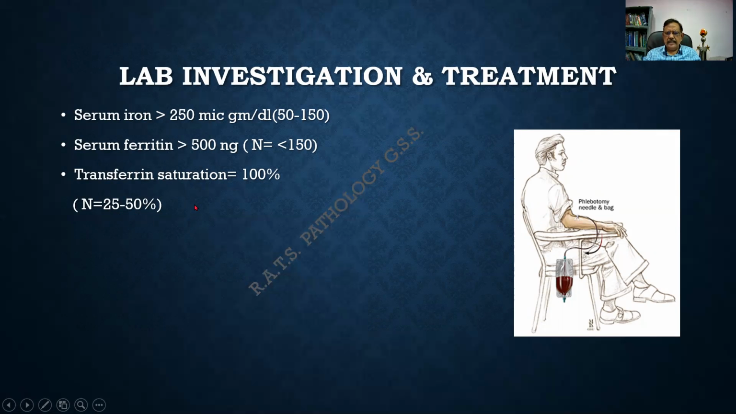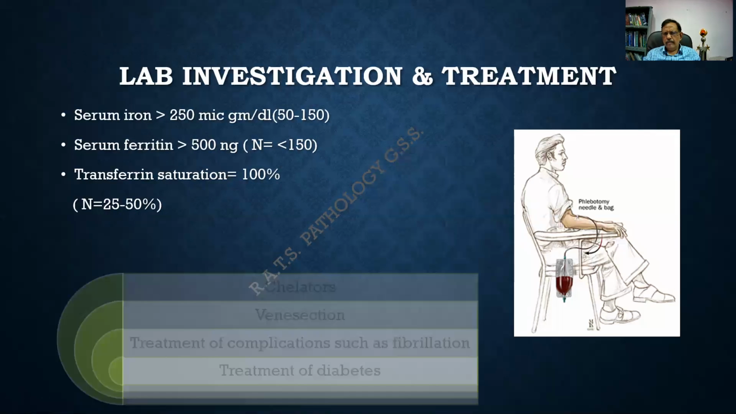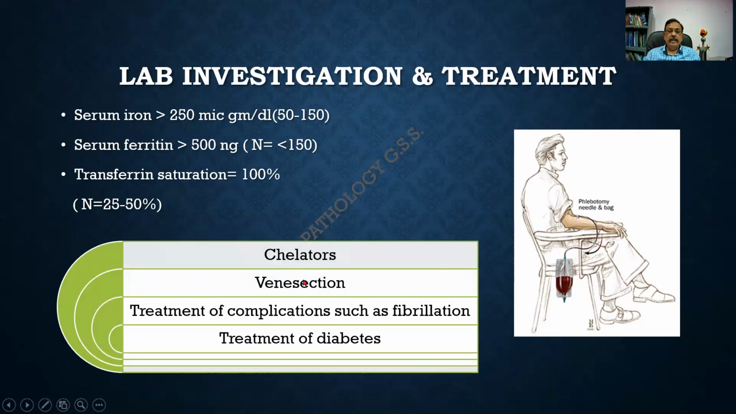Please memorize this. As I had mentioned earlier, this can be useful for iron deficiency anemia, for thalassemia, or for hemochromatosis. And one of the methods of treatment will be a bloodletting, literally. They do a phlebotomy and then there is a bloodletting. Venesection can be done. Chelators. There are some chelators for iron which can be used. And the complications, treat the complications such as fibrillation. If it is diabetes, diabetes has to be treated. So what are the lab investigations and the treatment? I hope things are clear.